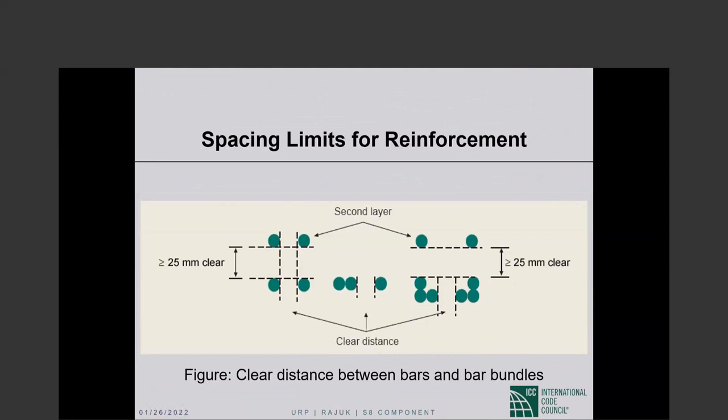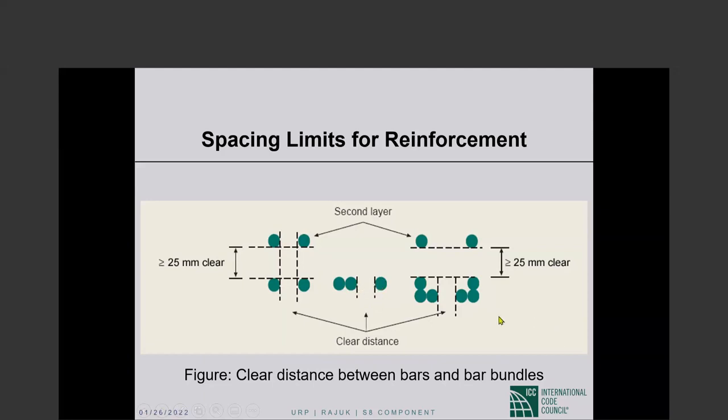Okay, this is an excellent picture. These are reinforcing bars in 2 layers. We talked about both spacings. This is 1 bundle bar, 1 single bar. That spacing counts. So this is like a single bar. This is a single bar, and this is the spacing.